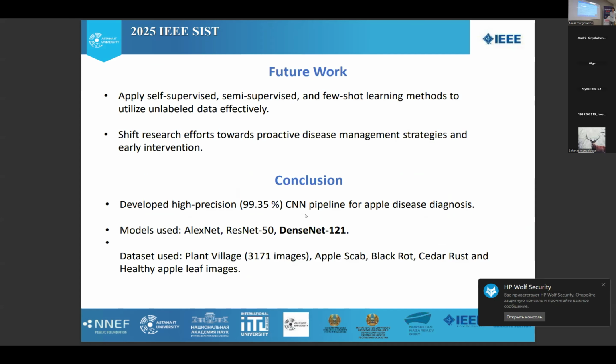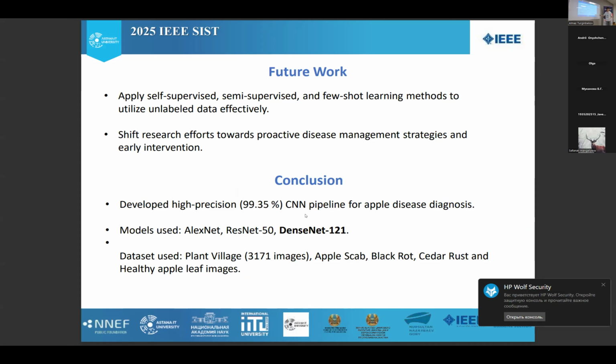So in the end, before conclusions, there are some future directions. First, applying self-supervised, semi-supervised, and feature learning methods to utilize and handle data effectively. And second, shifting research efforts to disease management strategies and early interventions in real-time conditions.